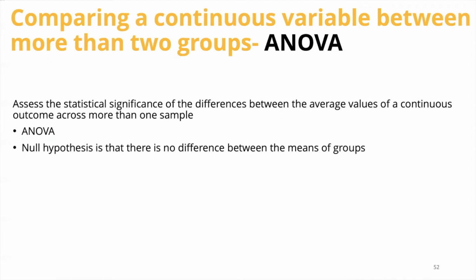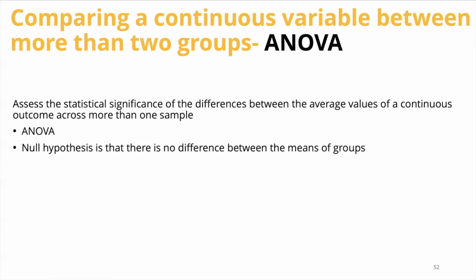If you want to compare a continuous variable between more than two groups, you can use something called an ANOVA. That's used to assess the statistical significance of the difference between the average values of a continuous outcome across more than one sample. And again, the null hypothesis for this specific statistical test is that there's no difference in the means of the groups.